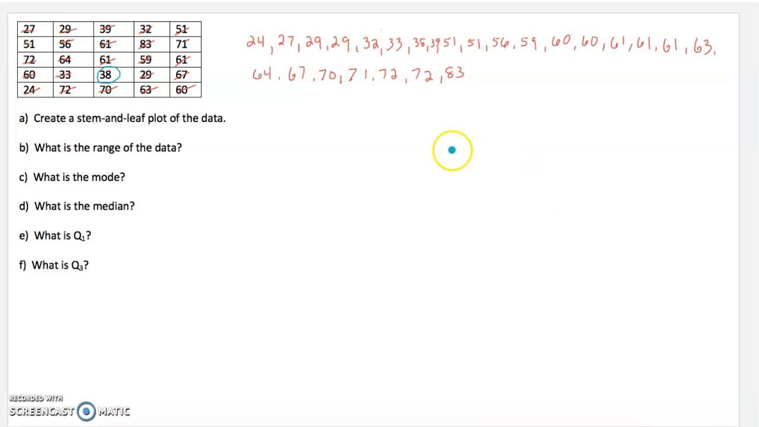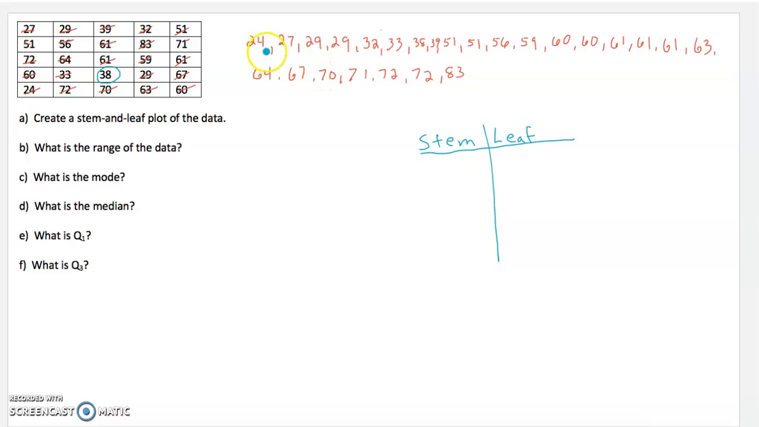So to make our stem and leaf plot, it looks like this. It looks like a T-chart. So we have stem, and over here we have leaf. Now the first thing we're going to do is create the stem. To do that, we're going to look at the data up here, and we're going to look at the number in the tens place.